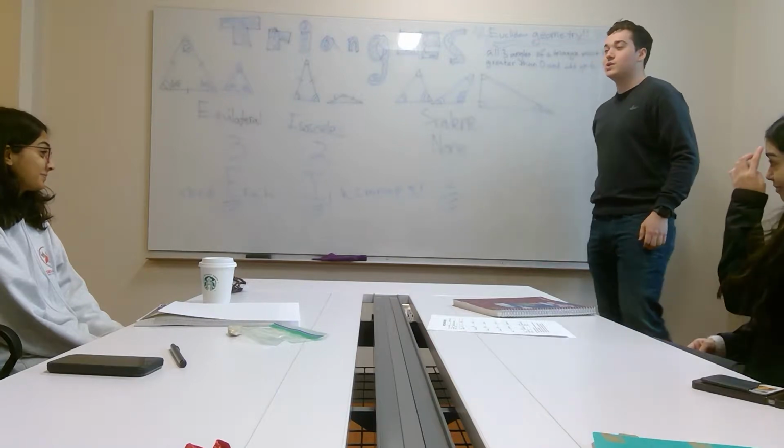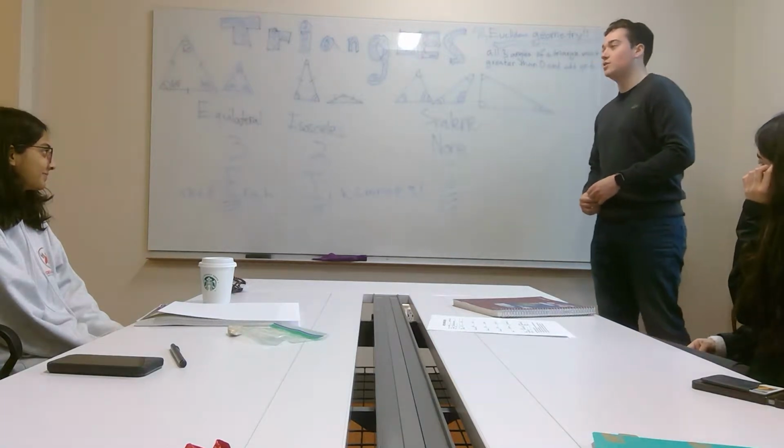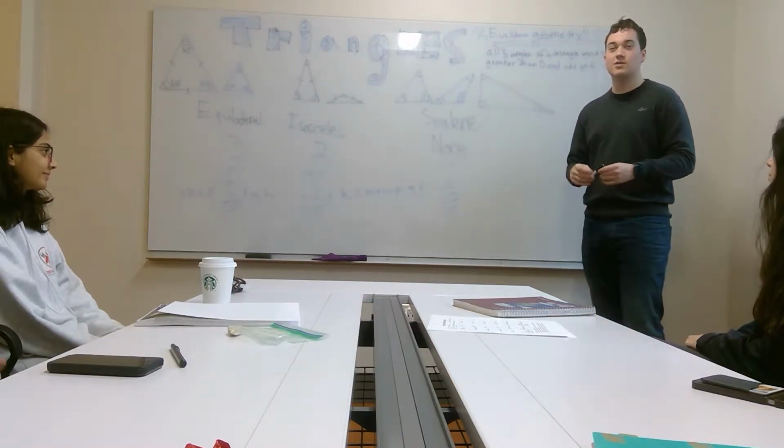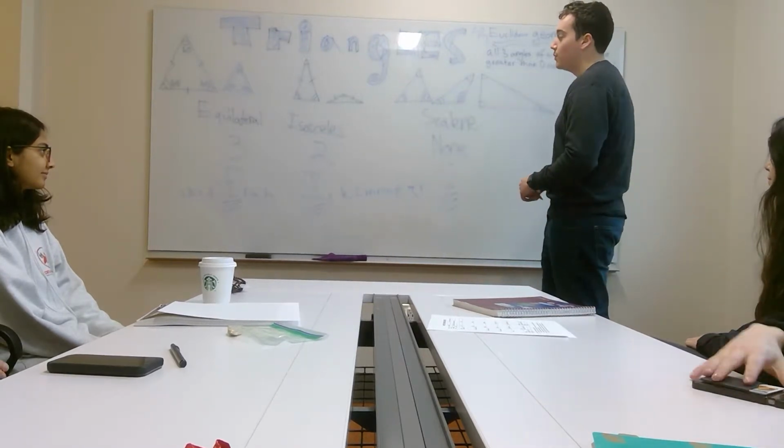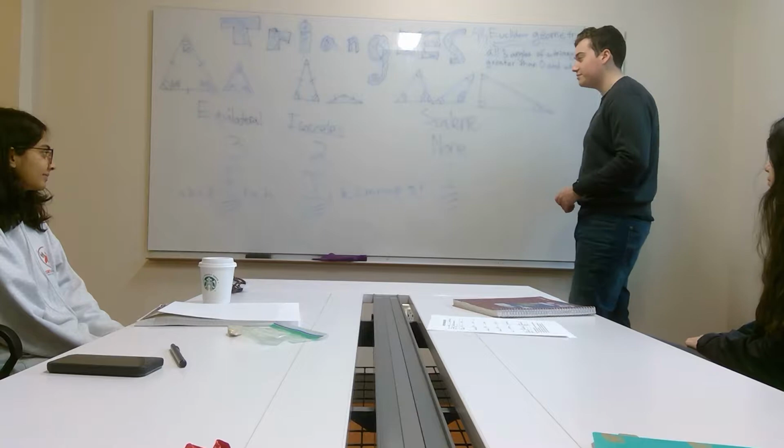Also, all three angles of a triangle will always add up to 180 degrees. And I mean always. So that's super helpful when trying to figure out the sides and the angles and the different measurements of a triangle, which you will undoubtedly have to do.